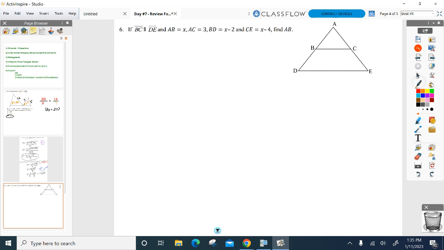Why are they telling me BC is parallel to DE? That makes my triangles similar, which leads me to a proportion. All right, so let's talk about setting up that proportion because that's one of the tougher parts of this.